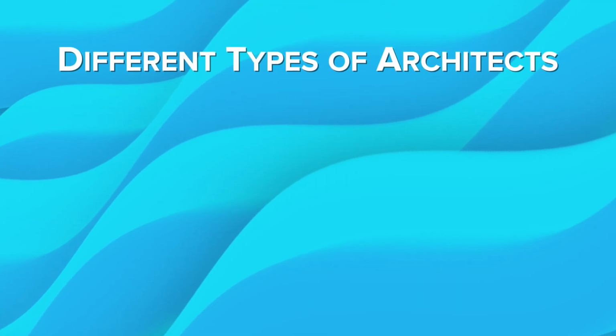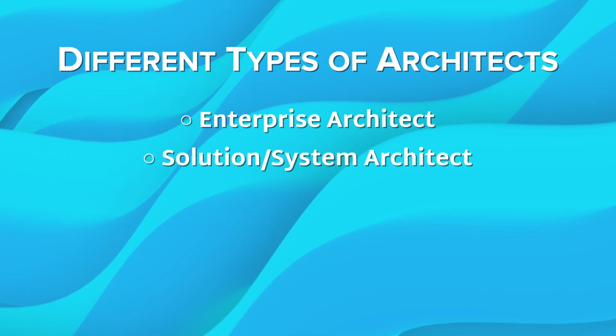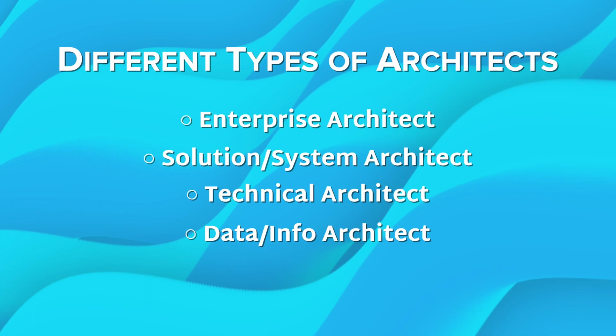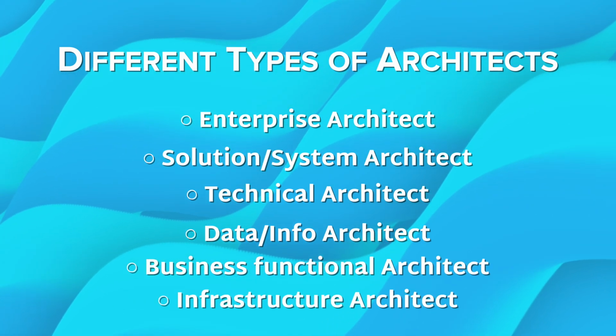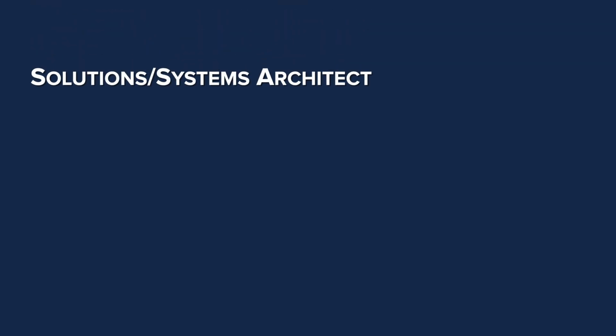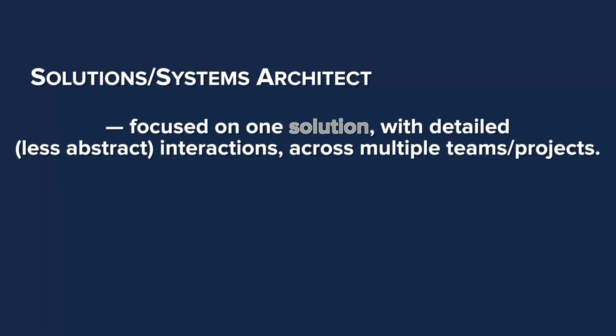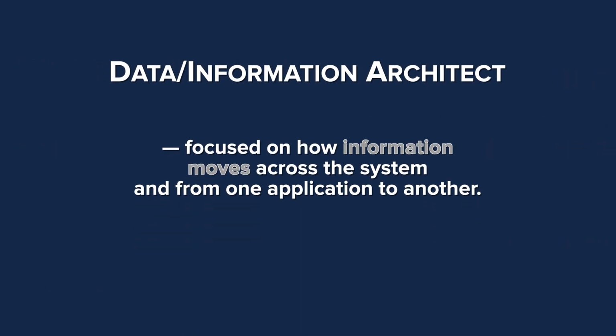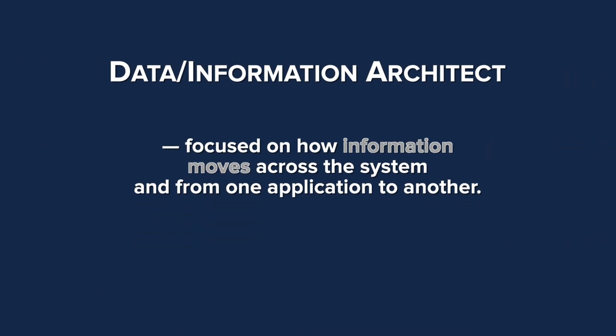Now, there are different types of architects: enterprise architect, solution/system architects, technical architects, data information architects, business functional architect, infrastructure architects. Again, understand what the role is. At an enterprise, you're going to be highly abstracted. You're going to be working across multiple projects, across multiple departments within the organization. Whereas as a solution architect, you might be focused on one particular solution. And a technical architect might focus on a single project. And a data one might focus on information, how it moves across the system. Again, it all depends what you're being asked.